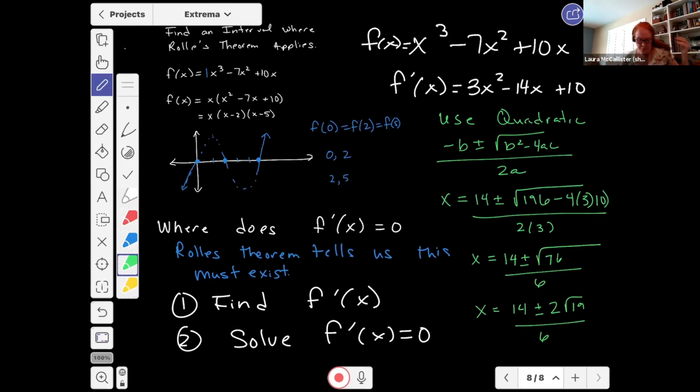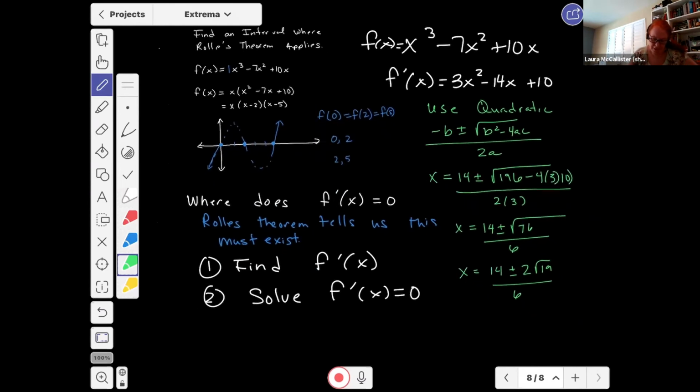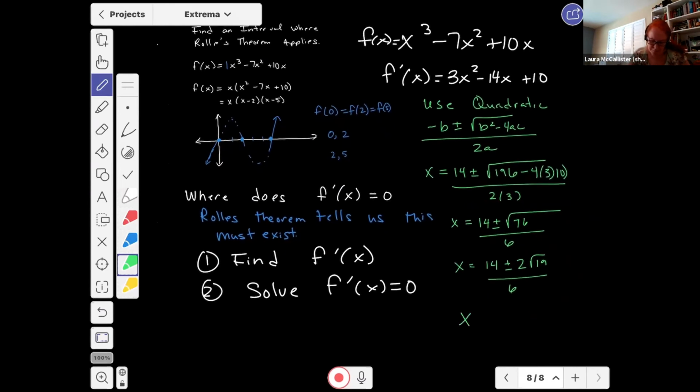All right, so you get all of these things, and you're going to get down, if I run the math out, you're going to get two different values. You're going to get one value of x is equal to 0.88, and one value of x that is 3.79.